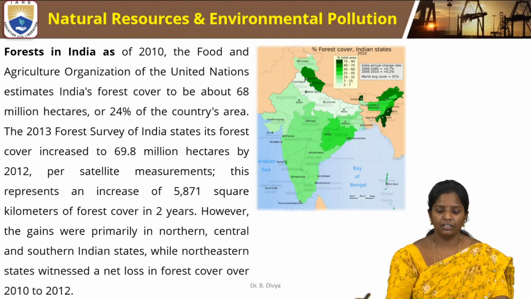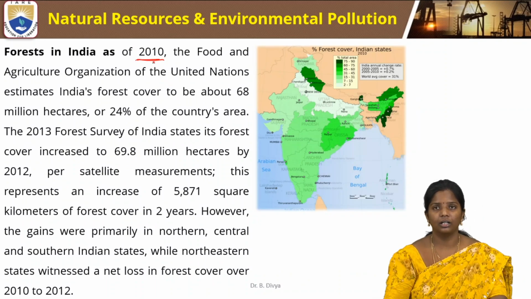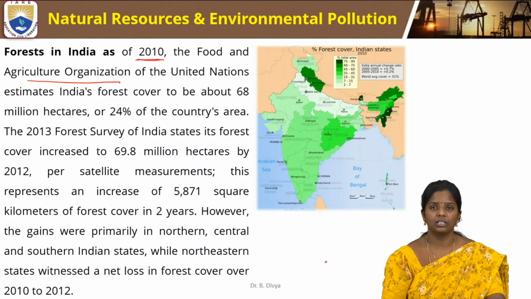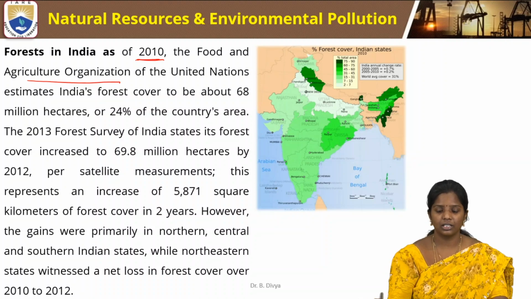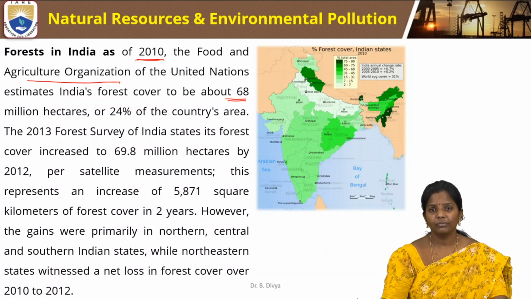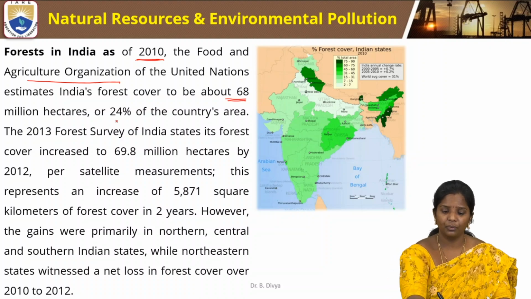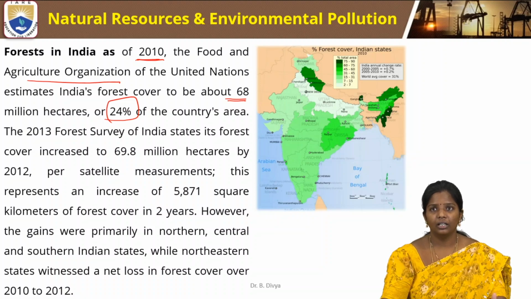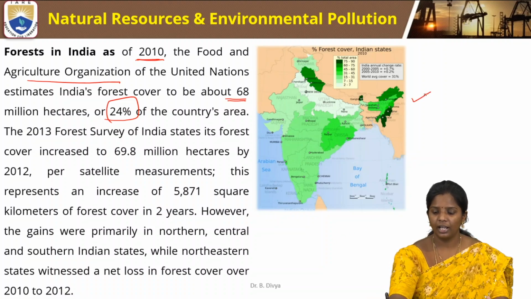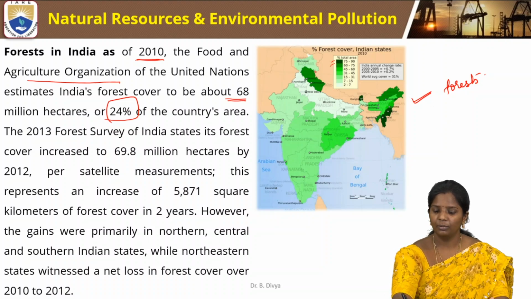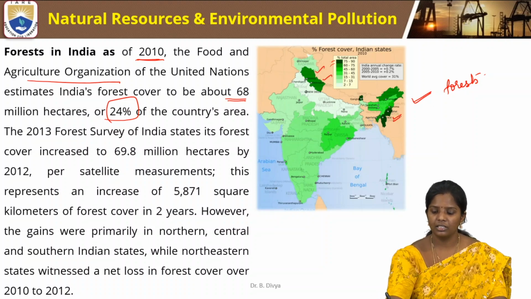So, as in the form of forests, in 2010 the Food and Agriculture Organization of the United States estimated that Indian forests cover about 68 million hectares of land. That is also said in another form, like 24% of the country's area. Most of the areas in our country have forests. So if you see this dark color, that has about 75 to 90% of forests in the eastern states.